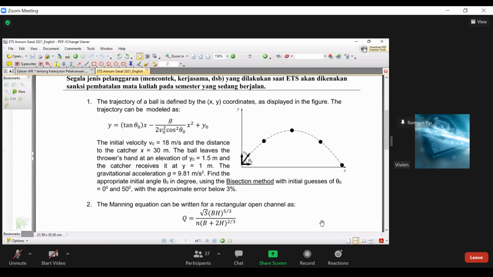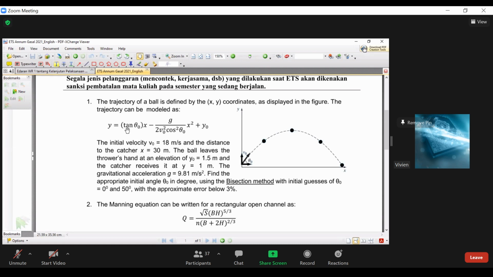Okay. So about the midterm exam, we have 3 questions, in which we want to solve for A. We have the trajectory of a ball defined by this coordinate, and the trajectory can be modeled as this one. So this is the coordinate y, which is a function of x and tangent of theta 0. So we have the values here.